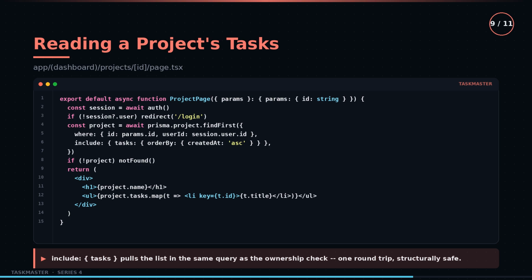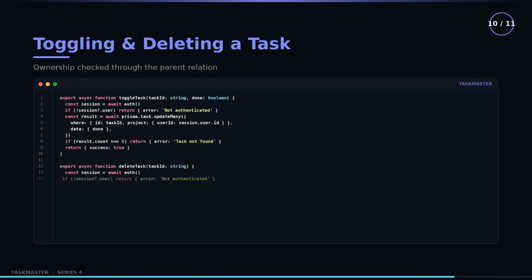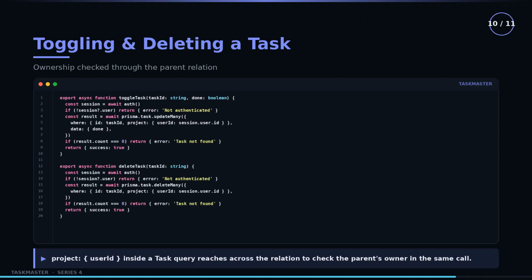Step 3. Toggling and deleting a task. Export async function toggleTask(taskId: string, done: boolean). const session = await auth(). If not session.user, return error, not authenticated. const result = await prisma.task.updateMany, where id: taskId, project: userId: session.user.id, data: done. If result.count is 0, return error, task not found.